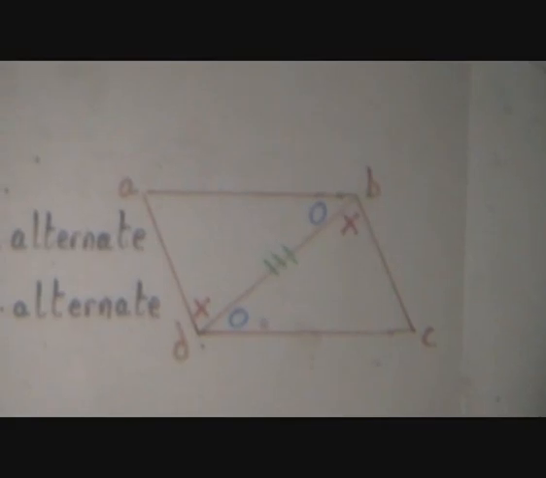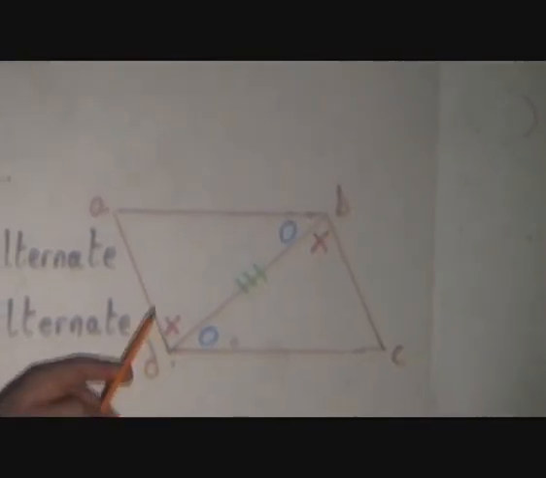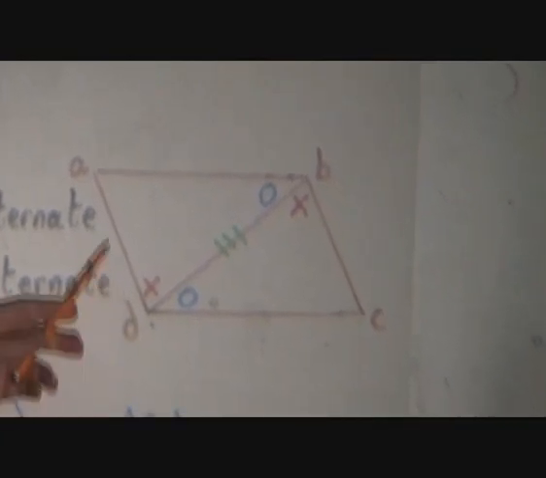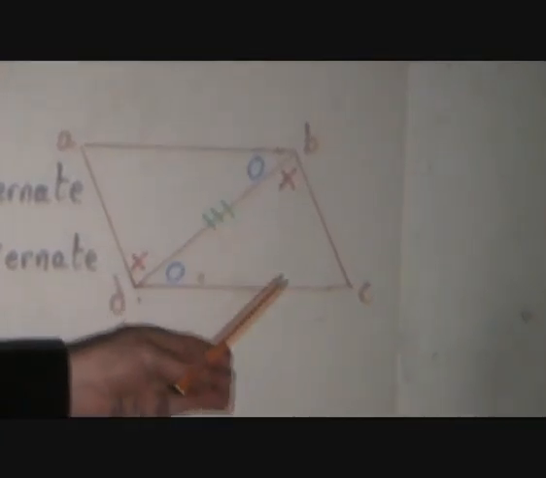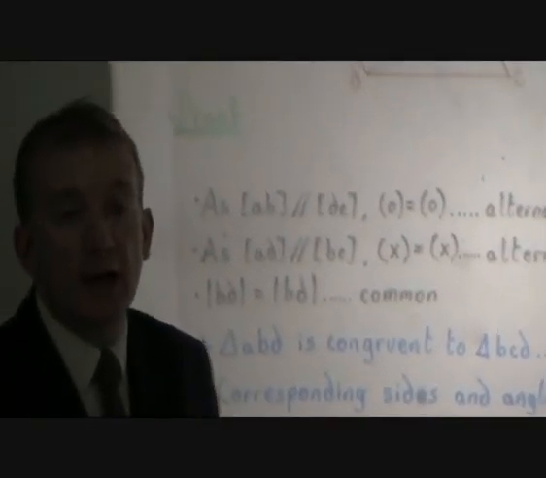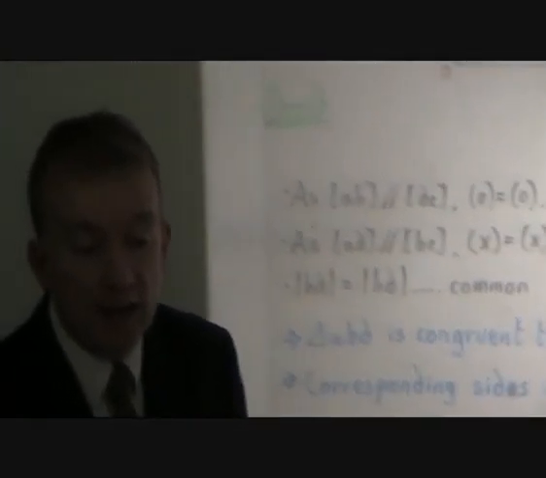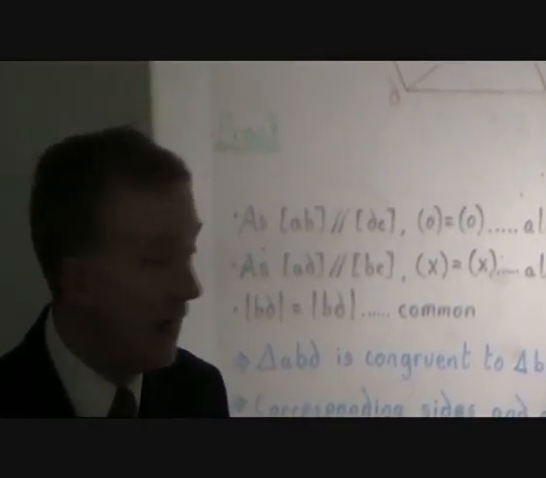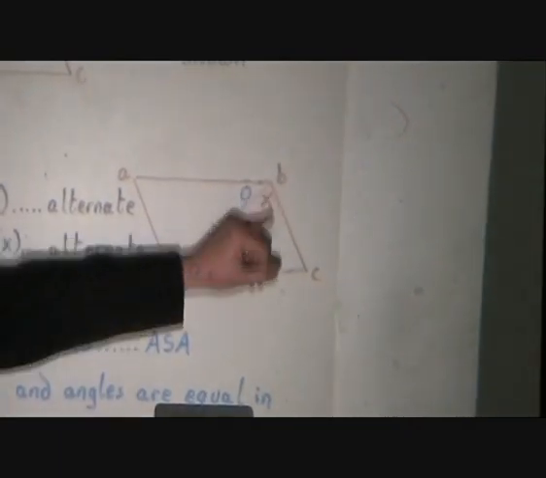Now in a similar way, lads, we can say that, because AD is parallel to BC, then angle ADB is alternate to angle DBC. Okay? So if those two pairs are equal, and we know that BD is common to both triangles, therefore the triangle ABD and the triangle BCD are congruent because of ASA. Angle, side, angle is equal to angle, side, angle.